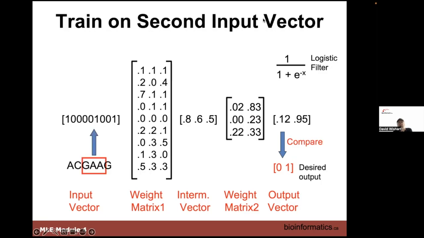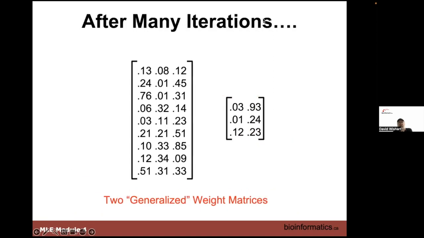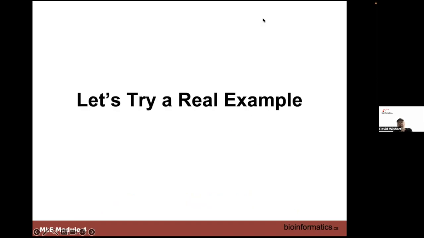We could do this for the first input, we could do this for the second input, we can repeat, and just like the other ones, we eventually end up with some generalized weight matrix, which defines our model, which would, in principle, be able to predict beta sheets, coils, and helices. So does that make sense to people? I don't know if anyone has any questions about that general concept. Okay, so if it's simple enough, we'll move on.